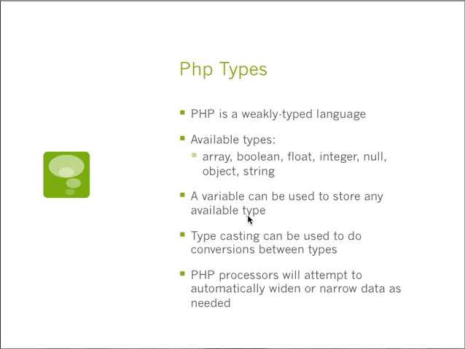So the types that you can use within PHP are array, boolean, float, integer, a null object, objects, and strings. Now you don't need to declare a variable, but you can obviously assign a variable any of these kinds of values. A variable can be used to store any available type, and then typecasting can be used to do conversions between the types. The PHP processor, though, will actually attempt to either automatically widen or narrow when possible.